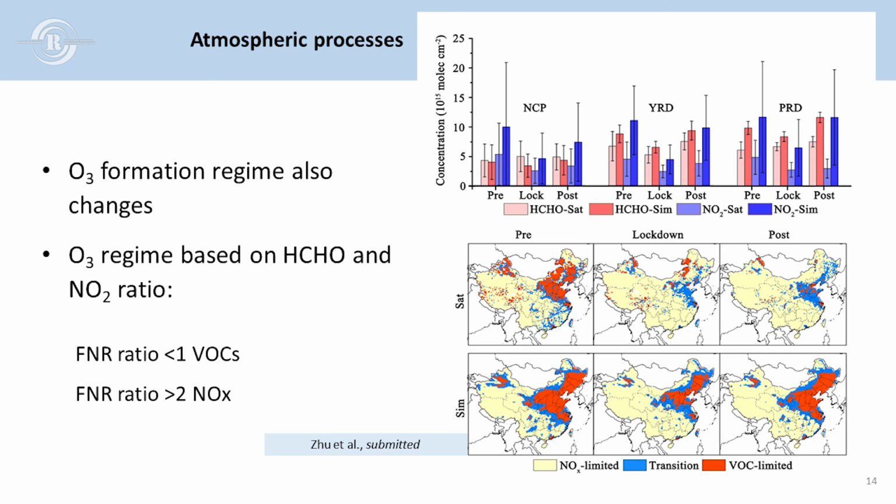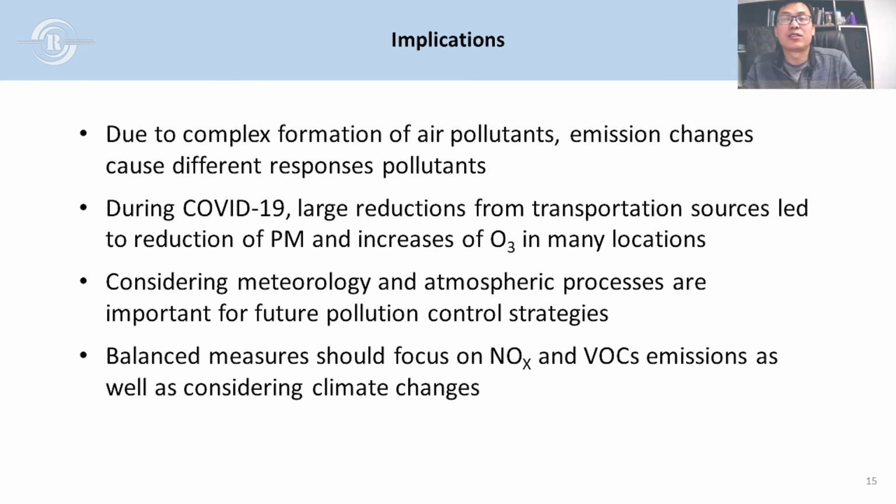From the plot here, we can see before the lockdown, during the lockdown, and after the lockdown, that the ozone formation regime changed a lot in a lot of areas. Although there are much different results from the satellite and the simulation, the same idea is here, that the ozone formation regime has been changed in addition to the oxidation capacities.